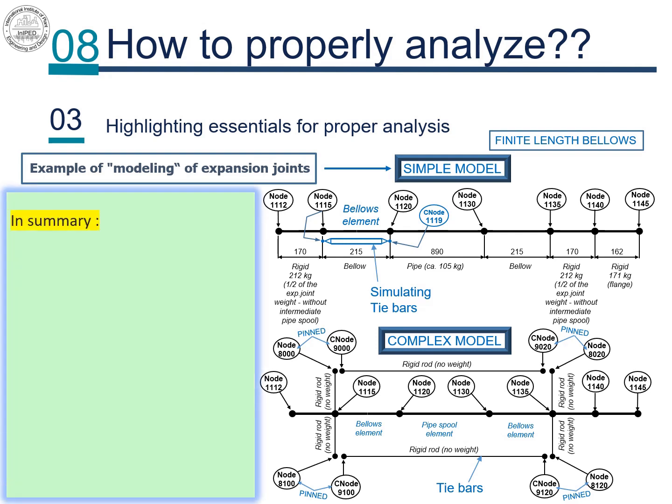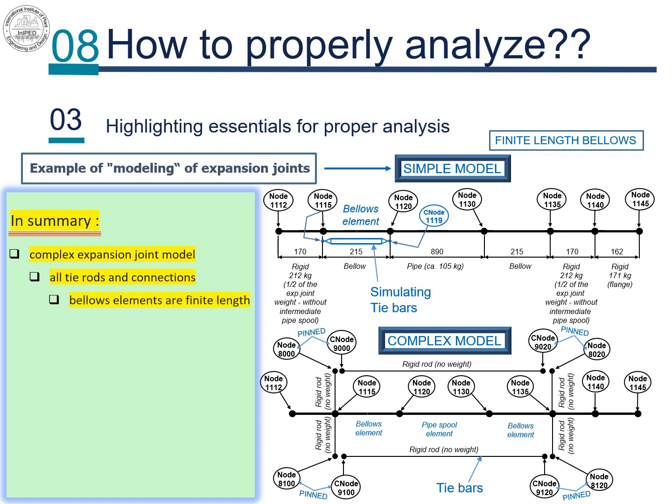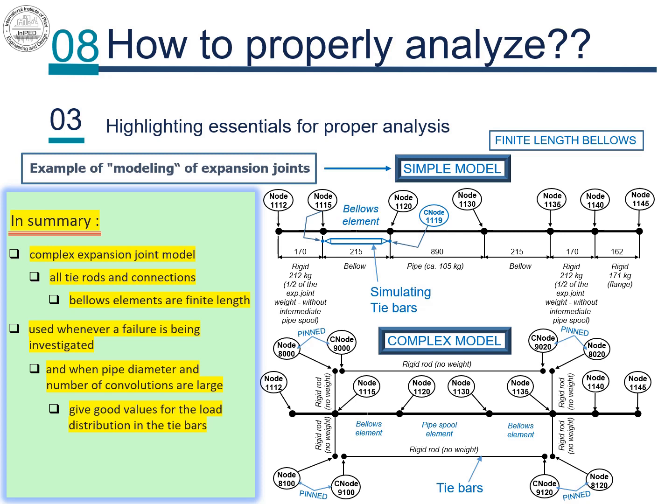In summary, the complex expansion joint model involves defining as accurately as possible all tie rods and connections between tie rods and end plates, while bellows elements are finite length. Complex models are used whenever a failure is being investigated. They are normally used when the pipe diameter and number of convolutions become large. It should also be emphasized that complex models give good values for the load distribution in the tie bars. And finally, they are used when nuts are only on the outside of the flange, allowing tie bars only to carry tension.